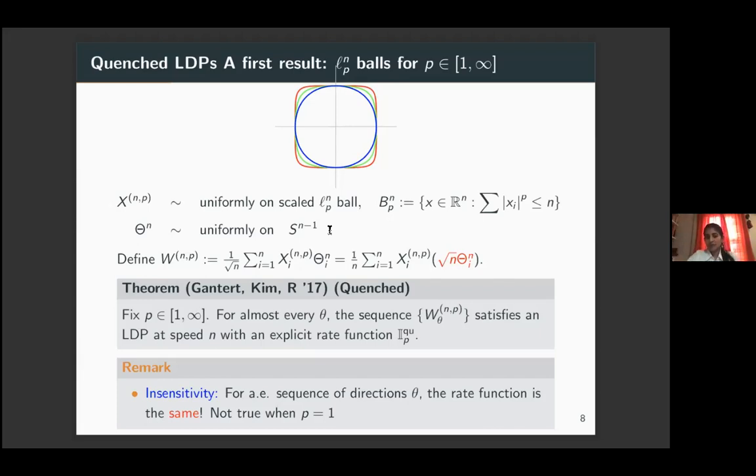But it turns out that it doesn't. And that's why I do not have any theta mentioned here. It's irrespective of what sequence of directions you chose, you're fixing them. Remember, it's quenched. So you're conditioning on that sequence and then looking at the random variables and seeing how they decay. But irrespective of how you choose that, you always have the same rate function. And that's not true when p equals 1, but it's true otherwise.